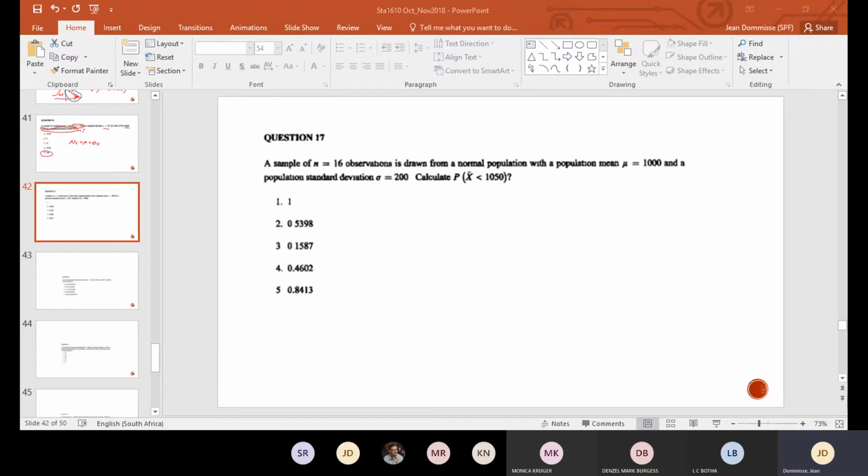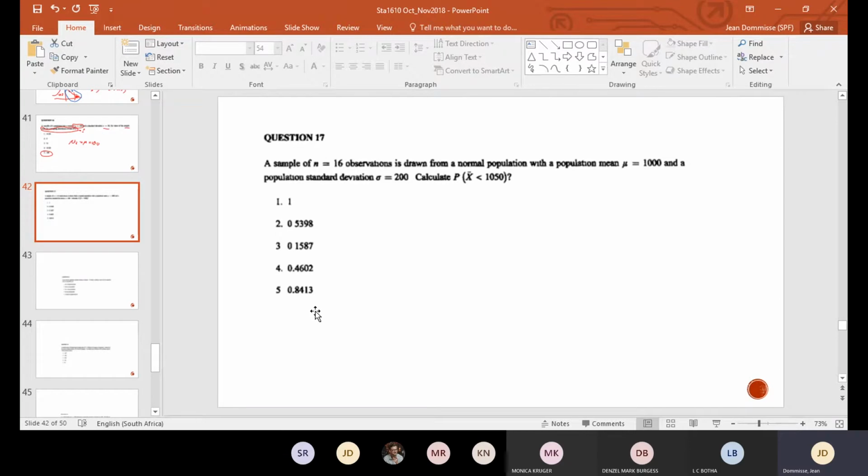But let's start with the questions, and then we'll work through it, and then we can see what we can do. Okay. So if we start off with question 17, I think again very similar to what was in the previous semester's paper in 2018.